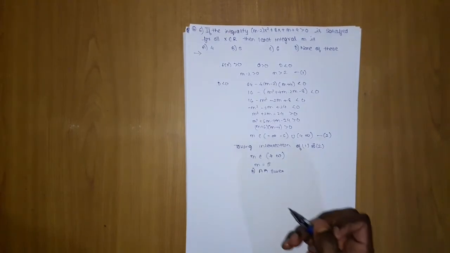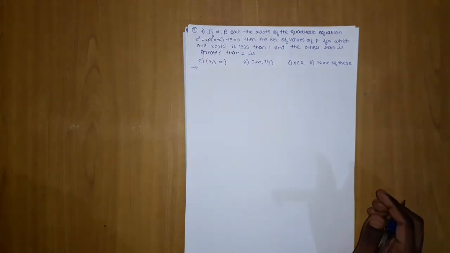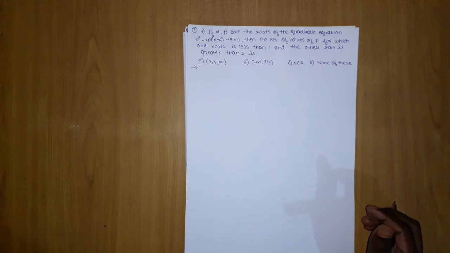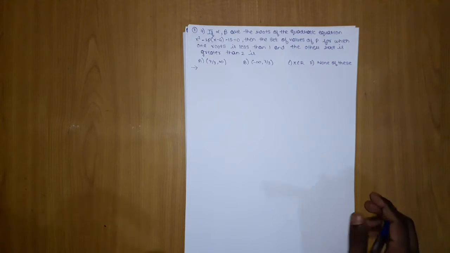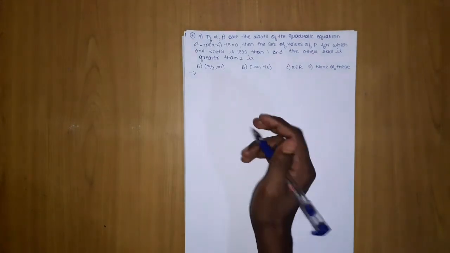Okay, B is the answer. Let's move on further. Question number 7. If alpha, beta are the roots of the quadratic equation x square minus 2p into (x minus 4) minus 15 equal to 0, then find the set of values of p for which one root is less than 1 and the other root is greater than 2.